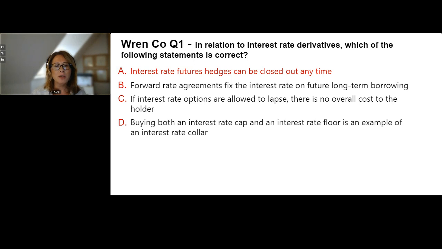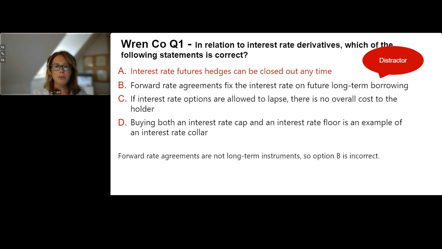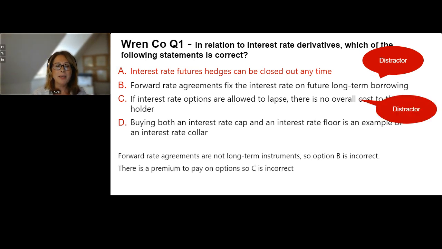So first of all, forward rate agreements fix the interest rate. Absolutely correct. And if you hadn't read on, you would potentially click that as the right answer. But the distractor is long-term borrowing. It's short-term borrowing, not long-term borrowing. So therefore, that's an incorrect statement. C, if interest rate options are allowed to lapse, there's no overall cost to the holder. That's again another incorrect statement. You are allowed to let them lapse and therefore take the favourable rate, but there is no overall cost to the holder is an incorrect statement because there is a premium to be paid. So that is a distractor.